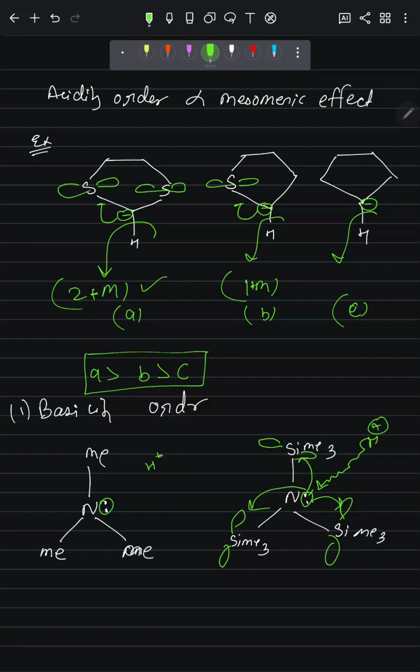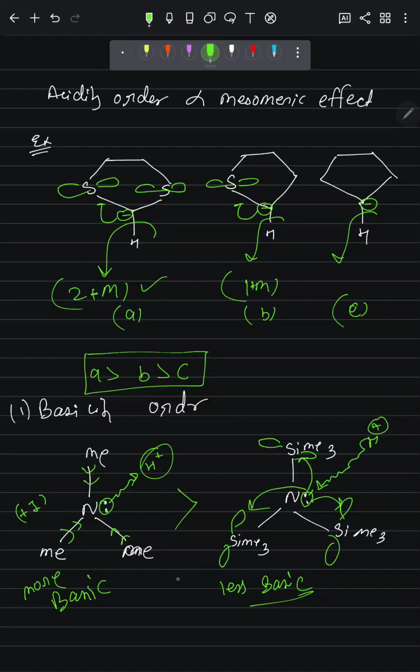Why? Because this methyl group will produce a plus I effect from this direction. So it will increase the nitrogen's lone pair electron density, and it will more easily come to this hydrogen ion. So it is more basic as compared to this. So it is less basic and this is more basic. So the order of basicity is like this.